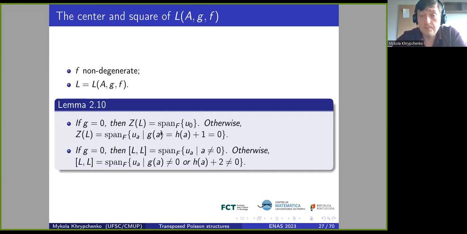And if G is non-zero, then the center is spanned by those basis elements which are solutions of the following system of linear additive equations on your group. And in this case, the square is spanned by all the solutions of this system of inequalities. And you see that in this case, the center is inside the square, because if h plus 1 is 0, then h plus 2 is non-zero. And yes, the center is inside the square, and we are in that second situation, so we can talk about TP structures of Poisson type.